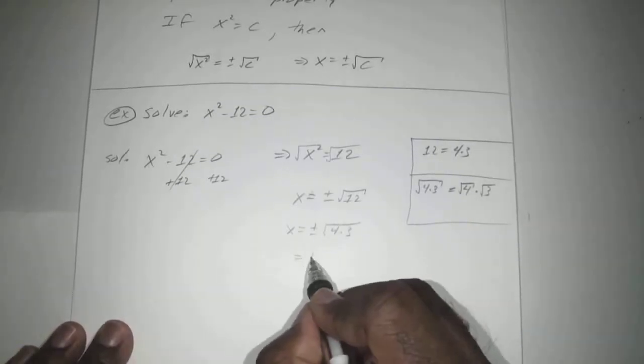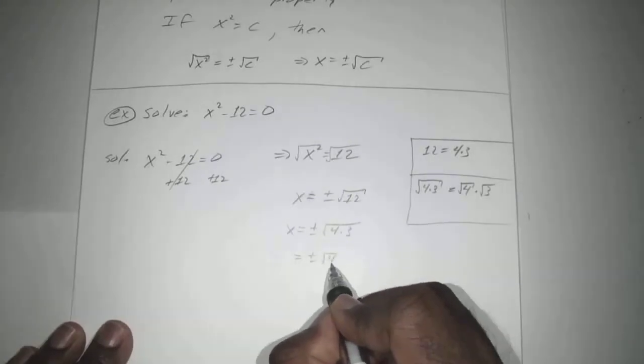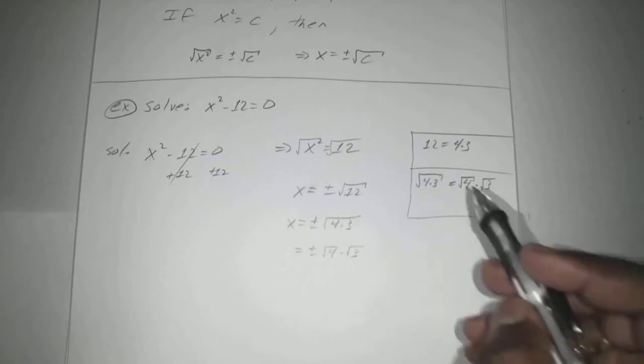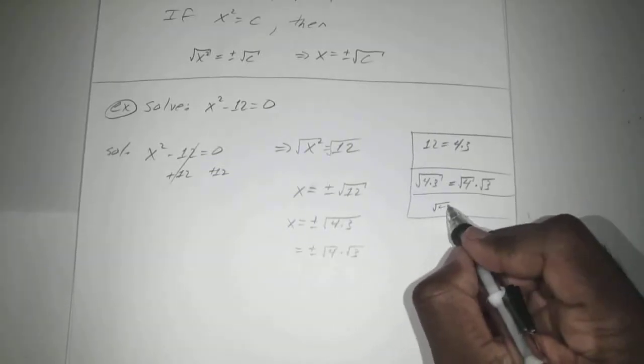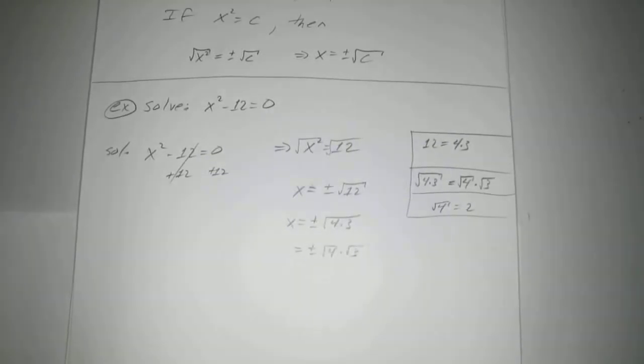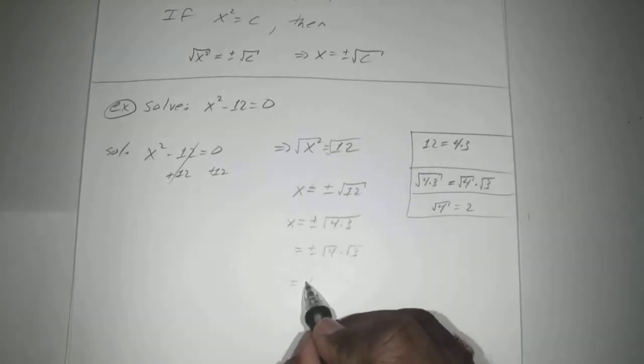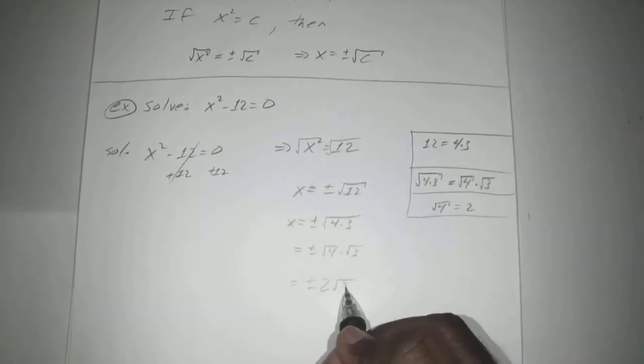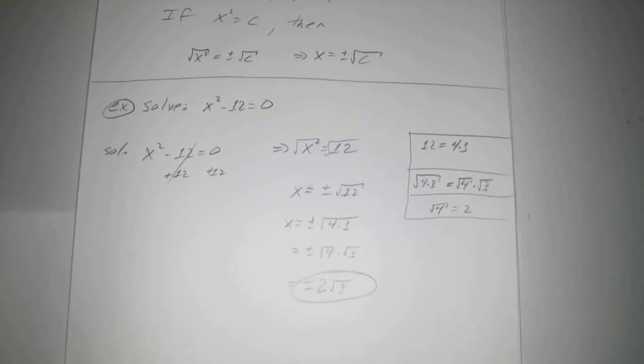Okay, so this just becomes plus or minus square root of 4 times square root of 3. Okay, and we also know that square root of 4 is just equal to 2. So you have plus or minus 2 times square root of 3, or just 2 square root of 3 as your final answer.